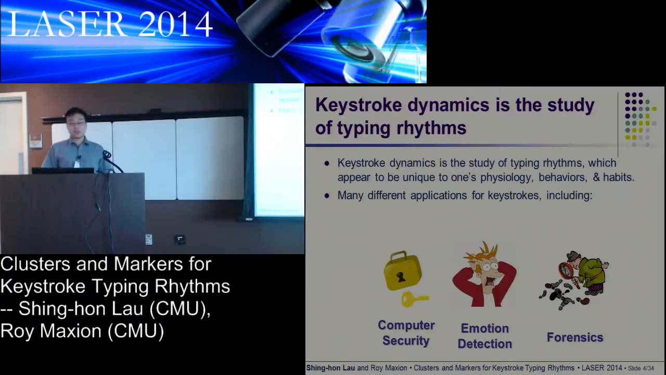So in computer security, the canonical example is two-factor authentication. You have some adversary who's managed to steal your password, and you would still like to prevent that adversary from accessing your account. And so keystroke dynamics is the second factor in a two-factor authentication scheme where you're effectively saying, if you can't type my password like I do, you can't get into my account.